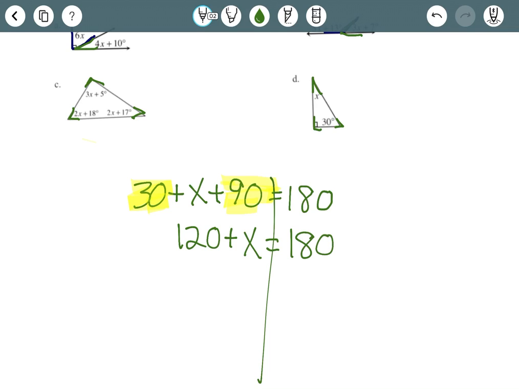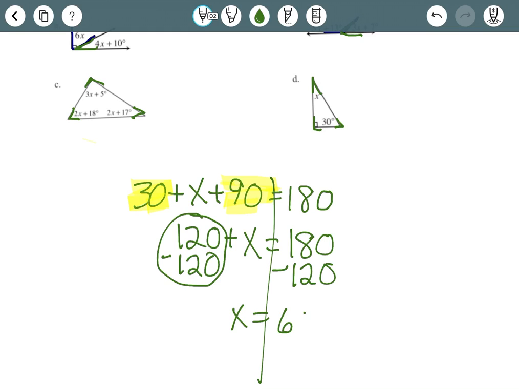Now, to get our x by itself, let's subtract 120 from the left side. We do that and we get a 0 pair. Got to subtract that 120 from the other side as well to keep the equation balanced. And that isolates x. So x is by itself on the left. So 180 minus 120 gives us 60. 60 what? 60 degrees.